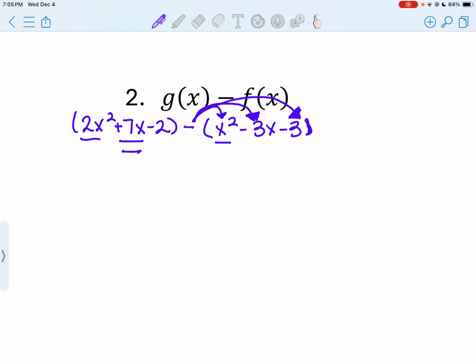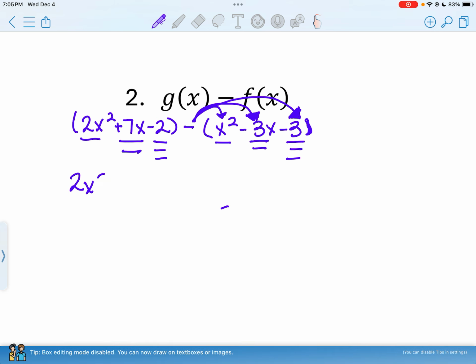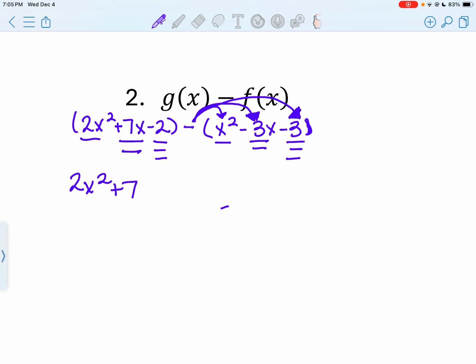The 7x with the negative 3x. And a negative 2 with the negative 3. Not negative 2x, that's just a negative 2. But a negative 3. So let me go ahead and distribute that negative sign. So I have a 2x squared plus 7x minus 2. Now distribute that minus, that subtraction sign. That's a negative x squared plus 3x plus 3.